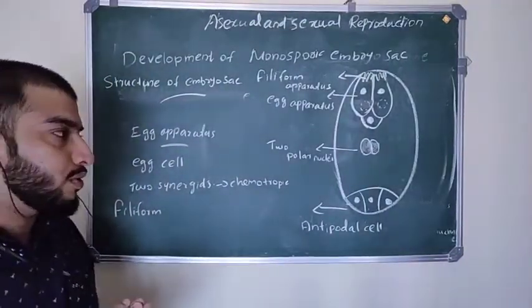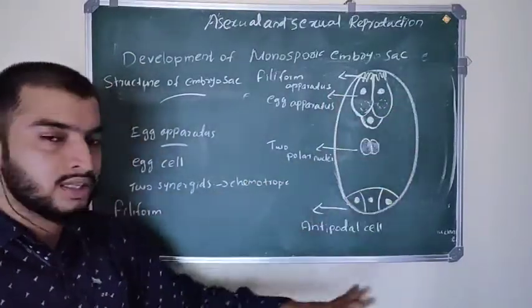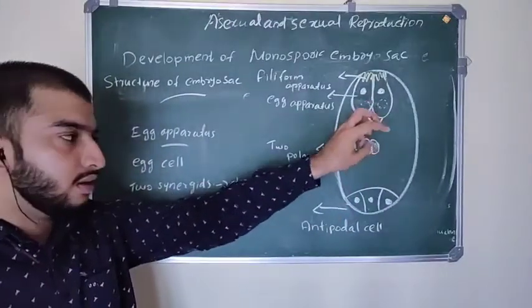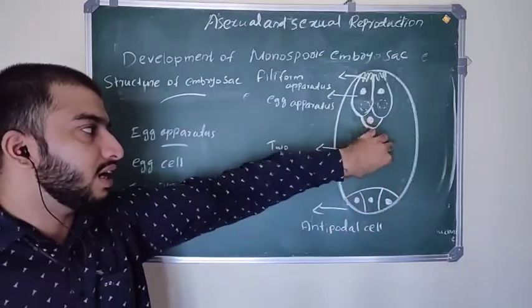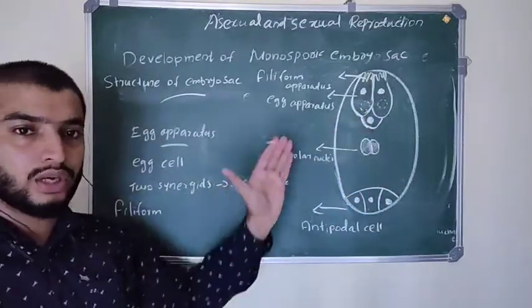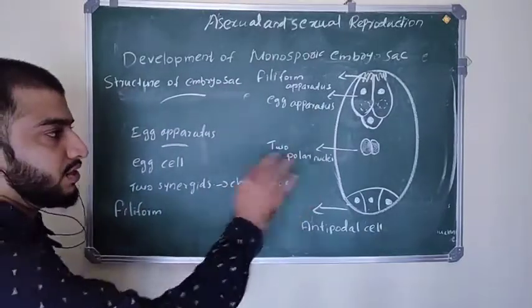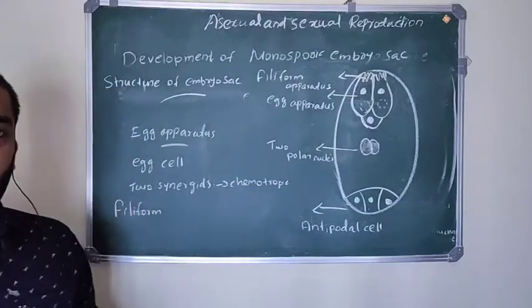This embryo sac has a total of 8 nuclei and 7 cells: 2 synergids and 1 egg cell, 3 antipodal cells, and a central cell in which 2 polar nuclei are present. Total 7 cells and 8 nuclei are present in this embryo sac. Okay, next class we will discuss pollination.